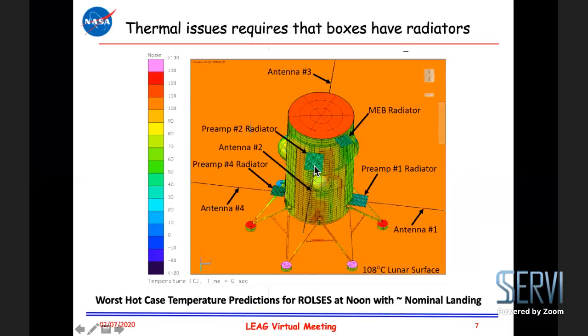We use radiators on each of the components, that is our main electronics box and our 4 preamp boxes, to keep the temperatures of the electrical components below 60 degrees Celsius. And the assumption here is that the lunar surface at noon at this latitude is 108 degrees Celsius.